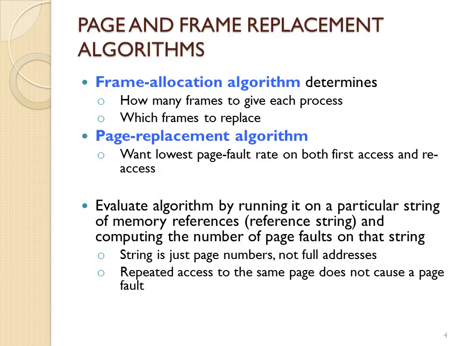So one thing that you can do is use two things: a frame allocation algorithm and a page replacement algorithm. The first thing is a frame allocation algorithm. This has to do with determining how many frames you're going to give per process, and this would be for a local page replacement setup.